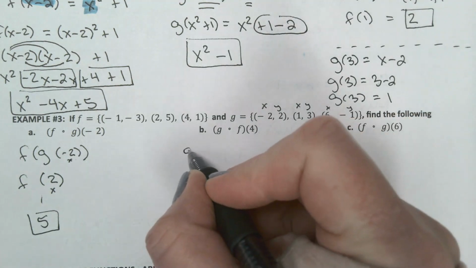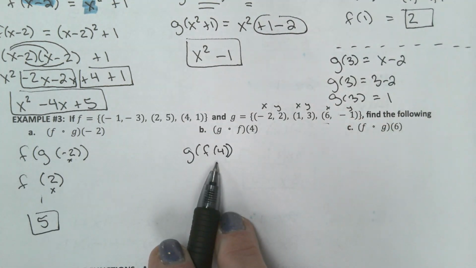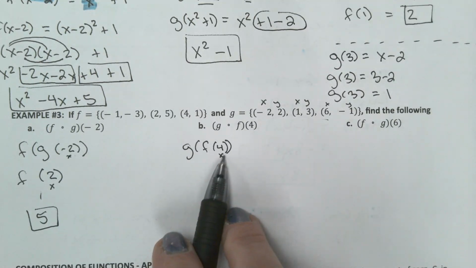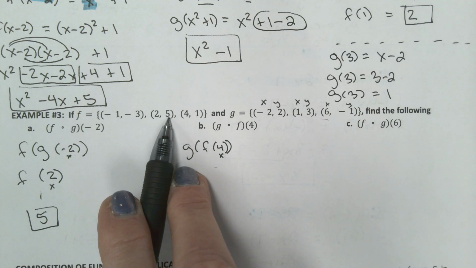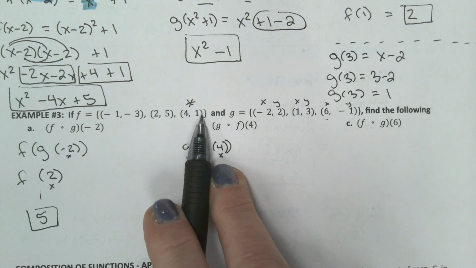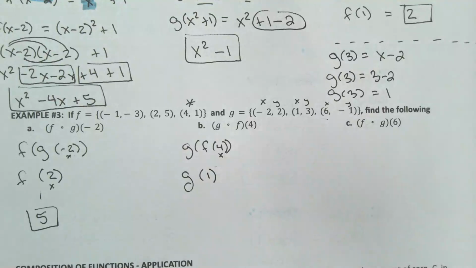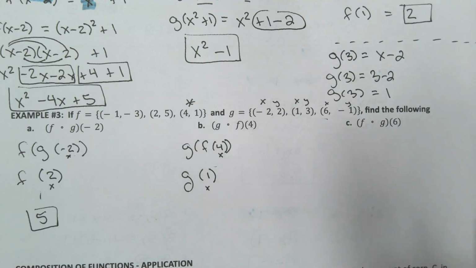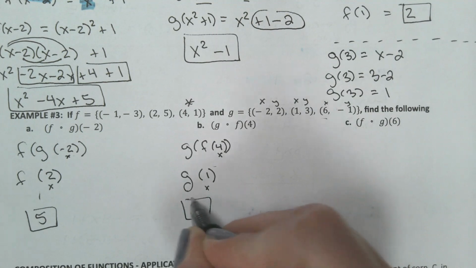All right, so we have g of f of 4. We start at the inside and work our way out. This 4 is the x, and we have to find the answer to that. Here's your f function, xy, xy, xy. When x is 4, y is 1. So now I know that answer is 1. Then you come over here. You have to know that that is your x. So when x is 1, your y is 3. That answer is 3.